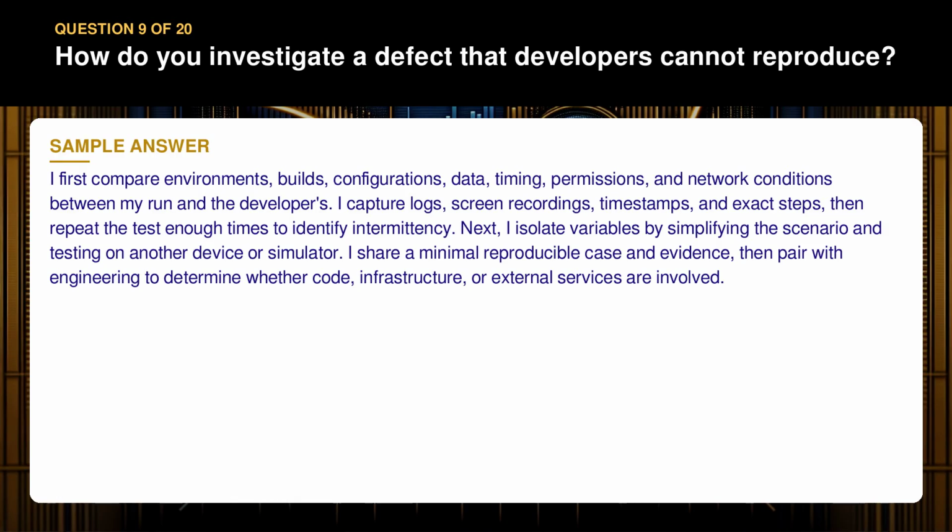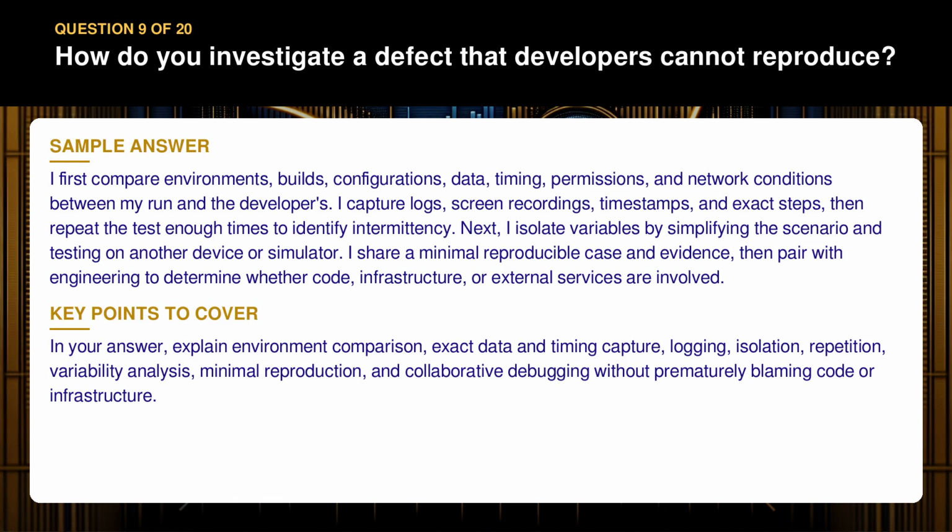I share a minimal reproducible case and evidence, then pair with engineering to determine whether code, infrastructure, or external services are involved. In your answer, explain environment comparison, exact data and timing capture, logging, isolation, repetition, variability analysis, minimal reproduction, and collaborative debugging without prematurely blaming code or infrastructure.